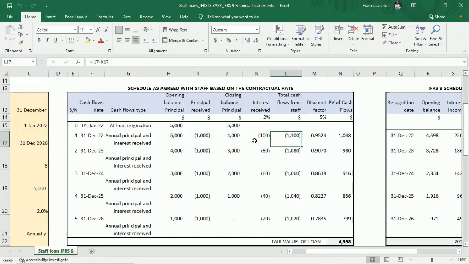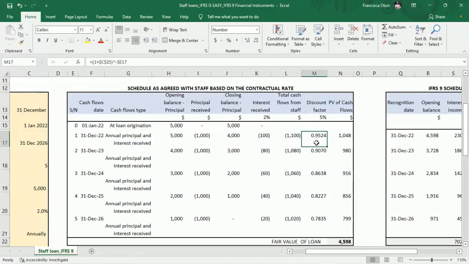Now, to discount, remember we said that we use the market rate, and what we are discounting is the total cash flows that will be received from the staff, which is both the principal and the interest. If you look at our formula here for the first total cash flows, you will see that we are adding the principal to the interest received, and that is what is being discounted. We are discounting the cash flows for each period. Okay, so that is how it works.